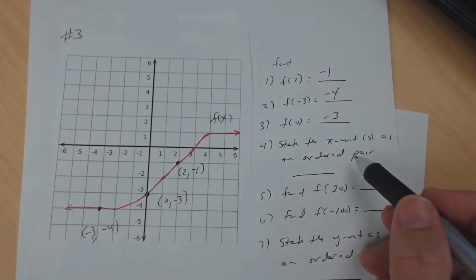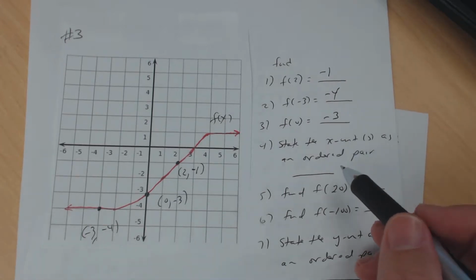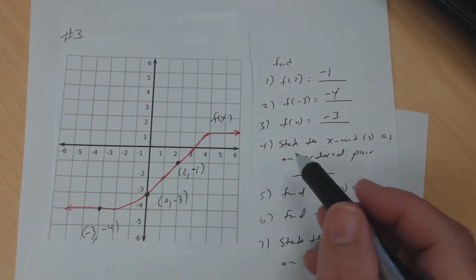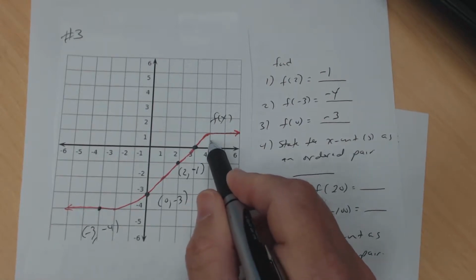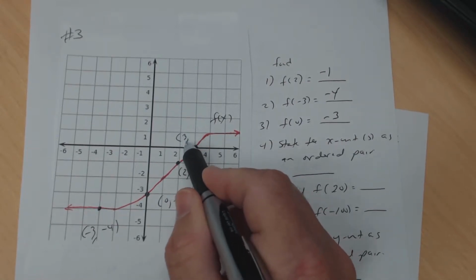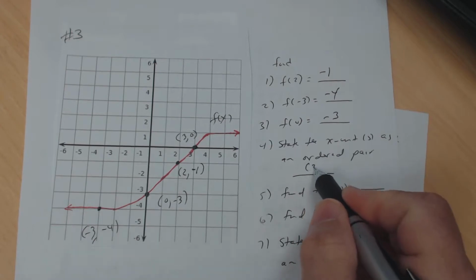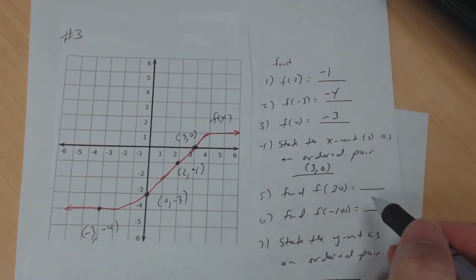Okay, state the x-intercept as an ordered pair. Well, where does the graph cross the x-axis is what you're asking. The graph crosses the x-axis here. That ordered pair is going to be 3, 0. So the answer is 3, 0.